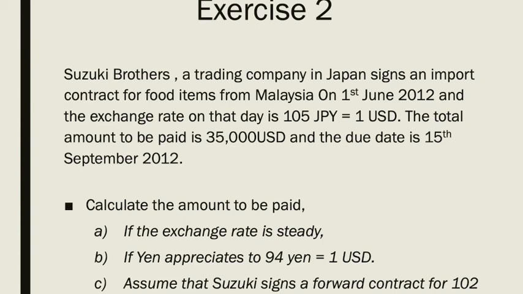You have an idea? For the first part it is basically multiplying 105 yen times $35,000. If the exchange rate is steady, that means it is a simple calculation. The first one is just a straight calculation. The second one is, if yen appreciates, 94 yen is equal to $1, you will have to multiply the 35,000 by 94 yen.